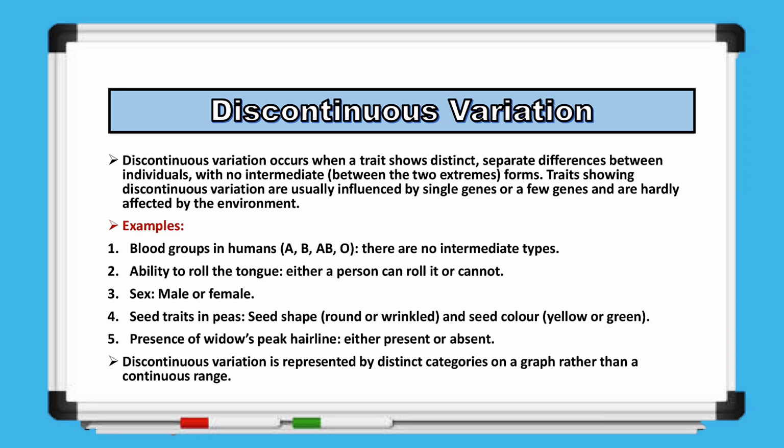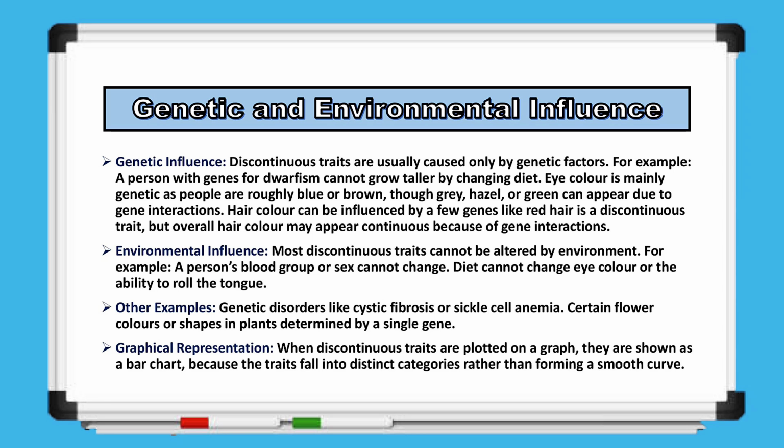When discontinuous variation is represented on a graph, it appears as separate bars or categories rather than a smooth curve, because there is no continuous range of values. Discontinuous variation is mainly influenced by genetic factors. From a genetic point of view, discontinuous traits are usually controlled only by genes. This means the trait is determined by the alleles a person inherits and cannot be changed easily.